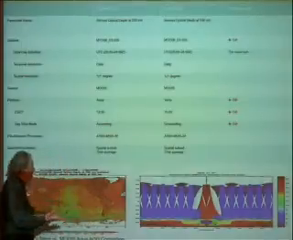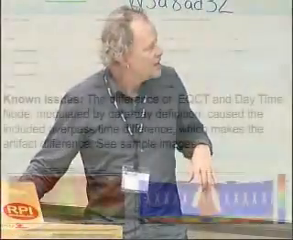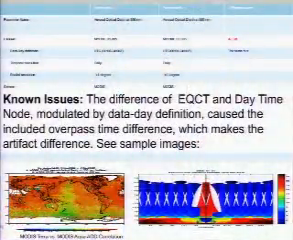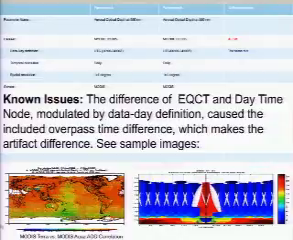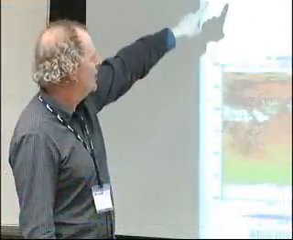All right? So my problem with this, and we say, known issues. The difference of equatorial crossing time and daytime, modulated by the day definition, causes the included overpass time difference, which introduces the artifact.